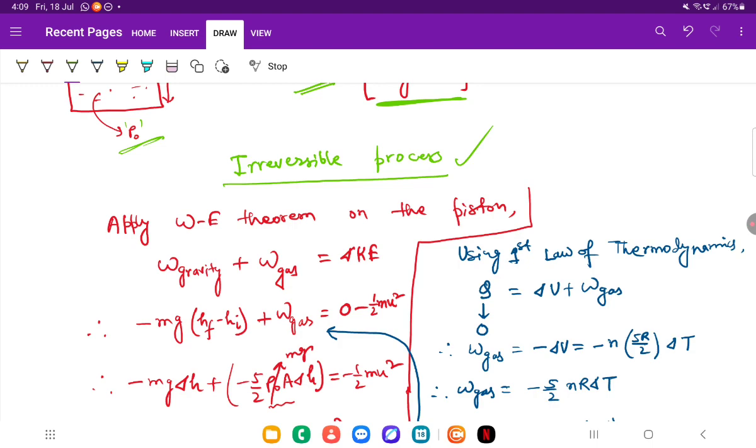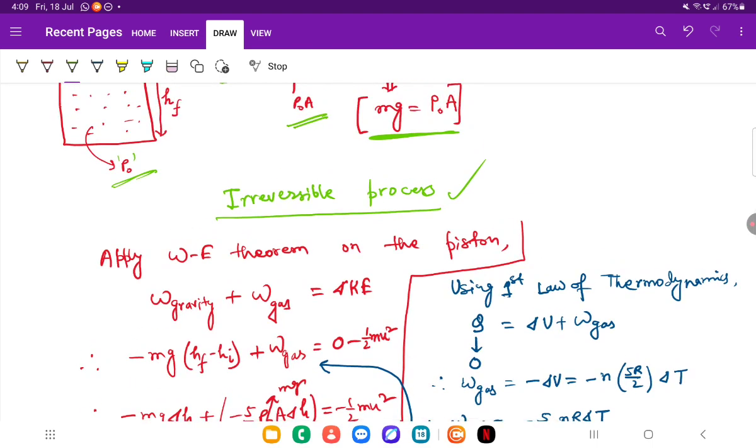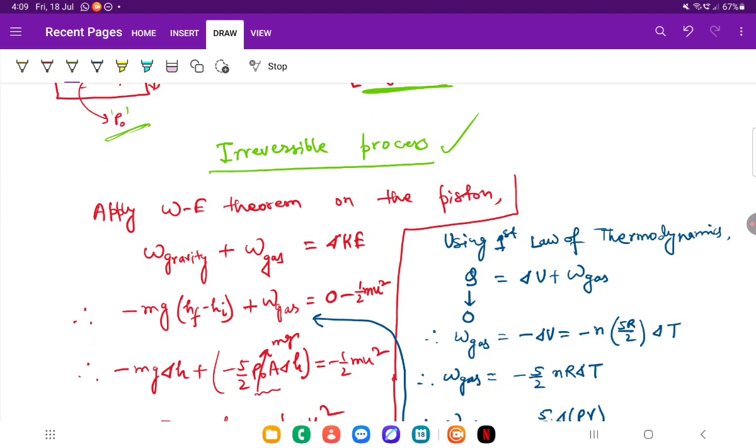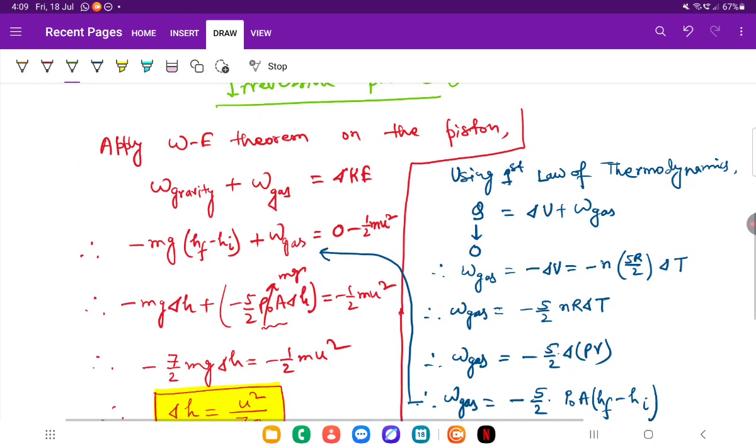Obviously you can try this method. There are many problems in Pathfinder related to irreversible problems. Generally we don't deal with irreversible problems, but it's quite an interesting one, and many such problems are there in Pathfinder. You can try with the same method. Same method means this idea to take the piston as the system and apply the work energy theorem. That will be one of the best solutions for this kind of problems.